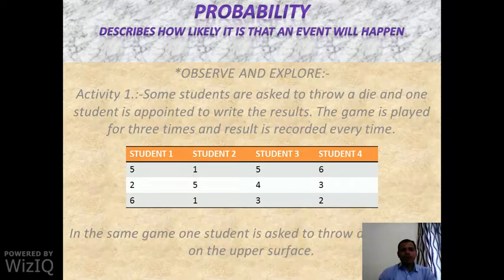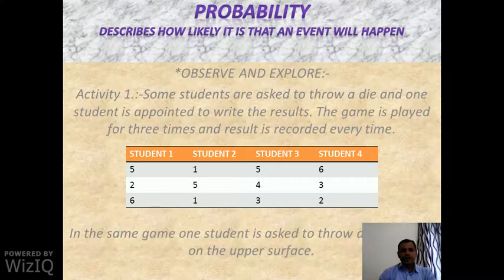Probability describes how likely it is that an event will happen. The probability is explained in this PPT in three steps. The very first step is observe and explore, in which I have taken some activities for the students by which they can easily understand what probability is.